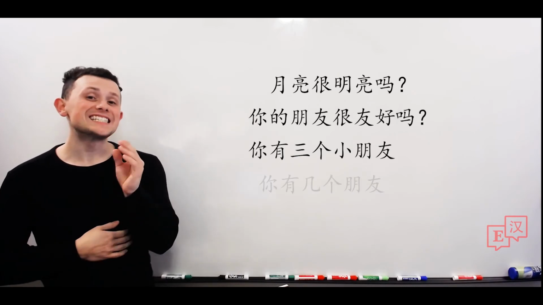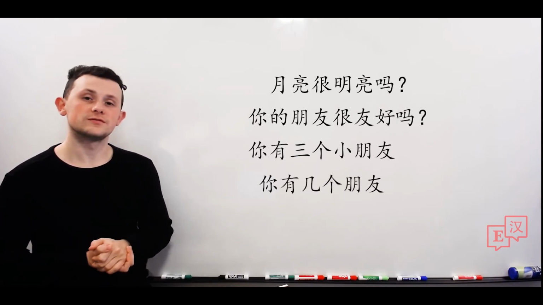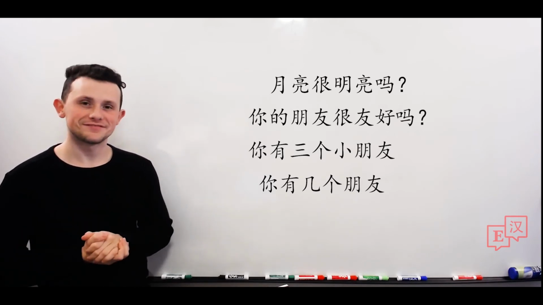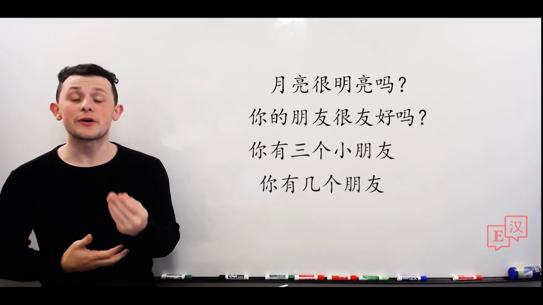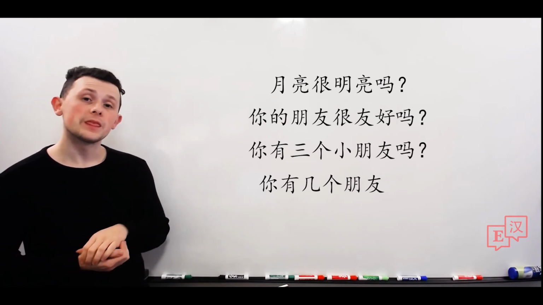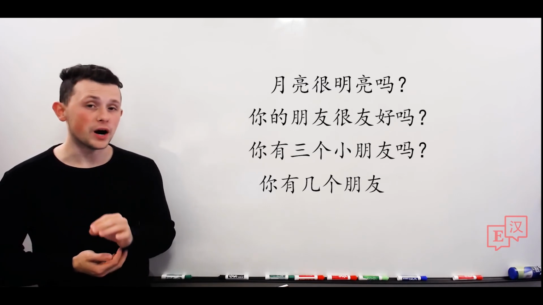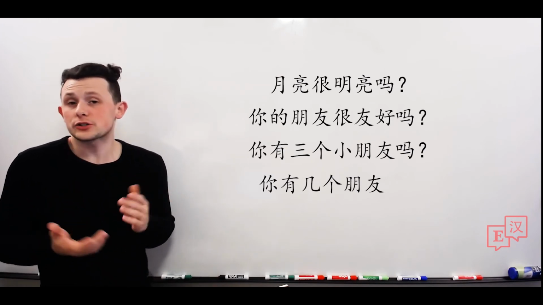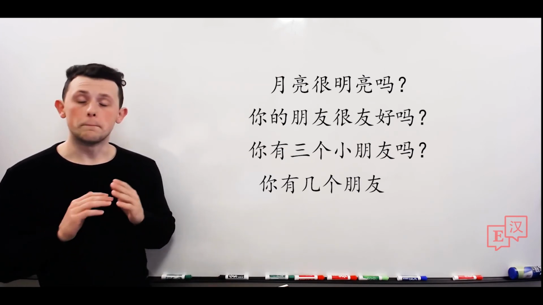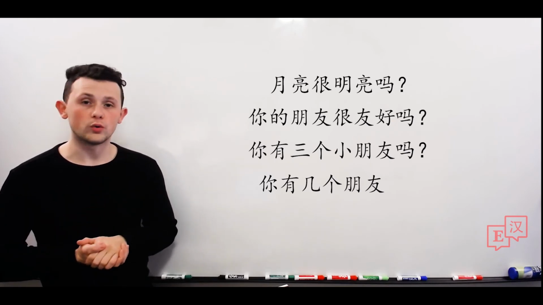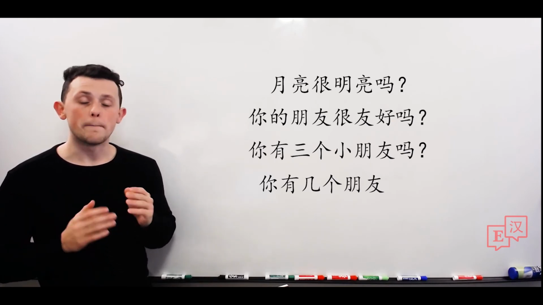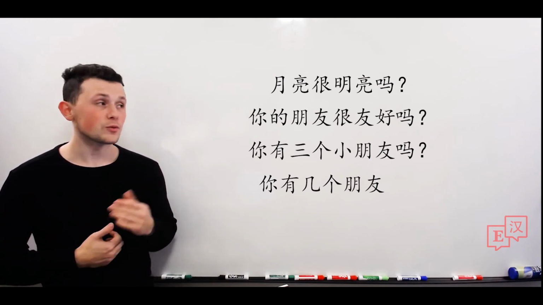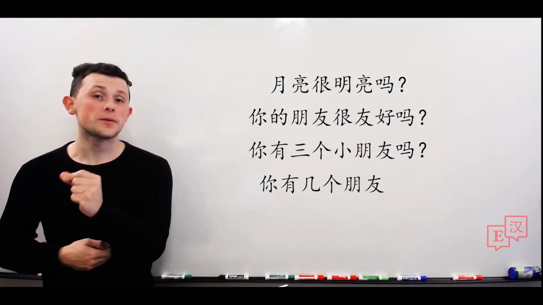Another example. 你有三个小朋友。So you have three children. I'm telling you right here, you have 3 children. If I want to ask, 你有三个小朋友吗? And to respond to that, I would like to say I don't. I don't actually have any kids. 我没有小朋友。我没有小朋友。Remembering 有 can only be negated with 没.